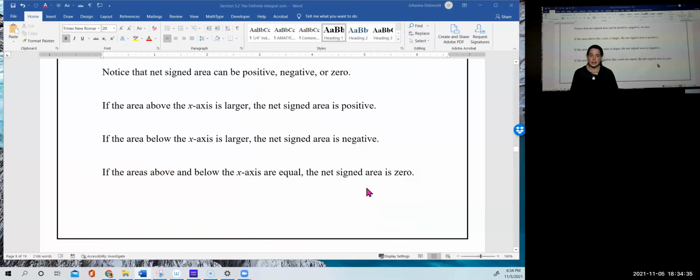Notice that your net signed area could be positive if you've got more area above the axis, or it could be negative if you have more area below the axis. It can even be 0. If you have exactly the same amount of area above the x-axis as you have below it, then your net signed area will be 0.